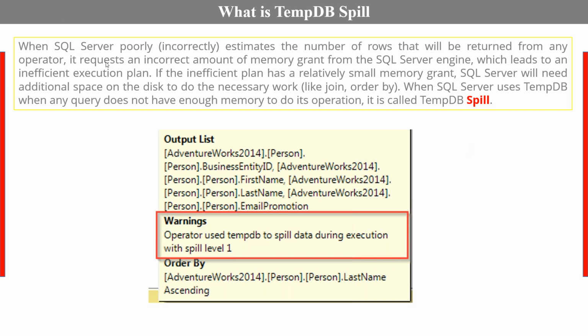See, when SQL Server incorrectly estimates the number of rows being returned from any operator, it requests an incorrect amount of memory grant. So, for example, sir, if there is no sufficient memory, or the query is not getting that much memory, in that scenario it will start spilling the data into temp.db, sir.